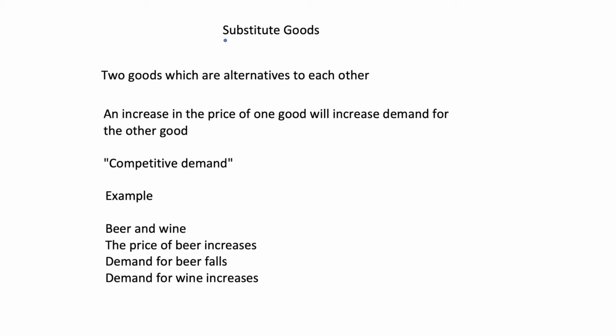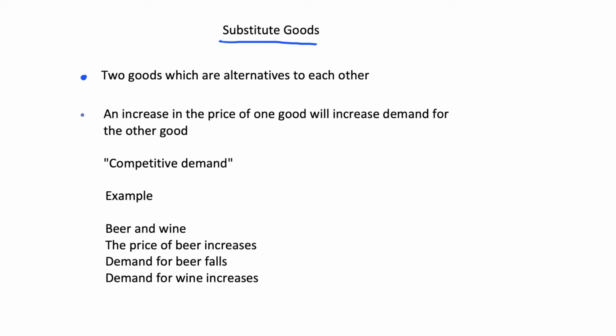Hi, so in this video I will give a quick introduction into what we mean by substitute goods. And this is another factor which shifts our demand curve, as I mentioned in a previous video. So substitute goods, very simply, are just two goods which are alternatives to each other. So one good can substitute for another good either perfectly or imperfectly.